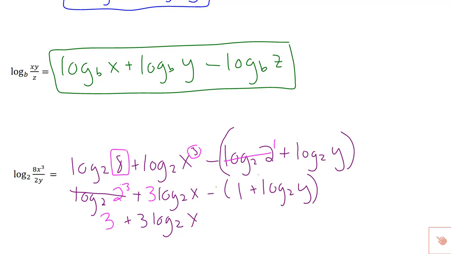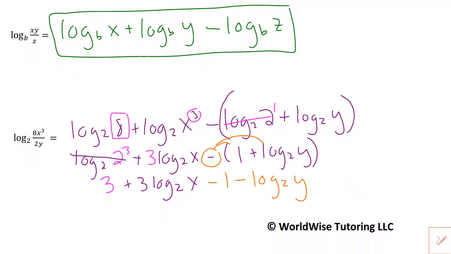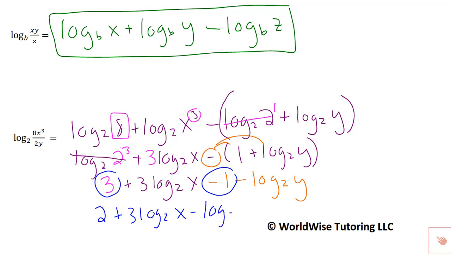Because of this minus right here, it needs to distribute to everything on the inside, so I'm going to rewrite this with each of these having a minus in front of them, which makes sense because they were all in the denominator. And then we're just going to use some algebra by combining our like terms. So I'm going to combine this 3 and this minus 1. And then I'm going to bring everything else along. And that's your final answer.